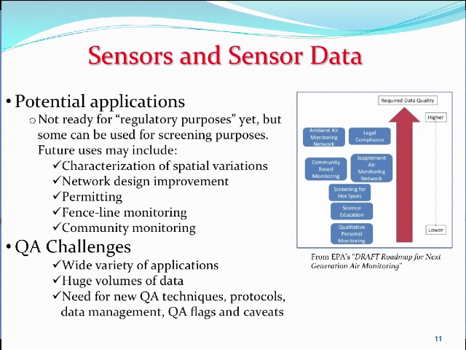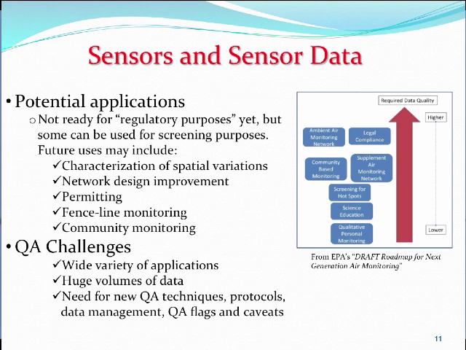You can use them for screening. You can use them for many different things. You can look at short-scale spatial variations in a neighborhood. You could help your network design by testing out different sites for maximum value or similarity. Also permitting, testing some of the modeling for permitting, fence line monitoring at some facilities, and community monitoring. But again, a lot of QA challenges. There's a wide variety of applications.